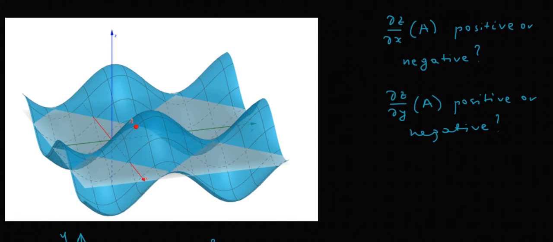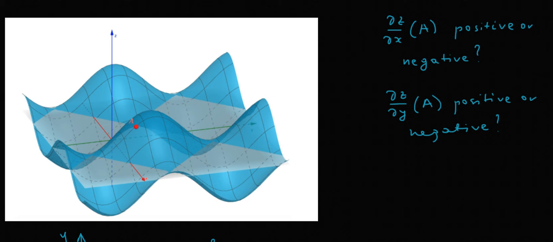So geometrically, if we want to get a sense of what that partial derivative is, we would have to stand at the point A. We would need to fix the y coordinate and then increase the values of x. And what we need to determine is whether the point A will go up or down, whether the values of z will increase or decrease.